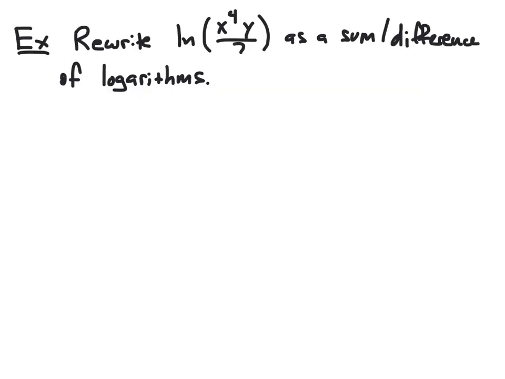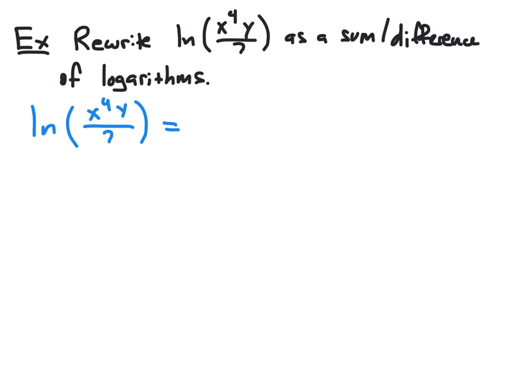So in this example, we want to rewrite the expression natural log of x to the fourth y all over 7 as a sum or difference of logarithms. In order to do this, we're going to use the product, quotient, and power rules for logarithms as necessary and as dictated by the given expression. And so we'll start with just looking at this logarithm and noticing that inside the logarithm we have a quotient, x to the fourth y divided by 7.